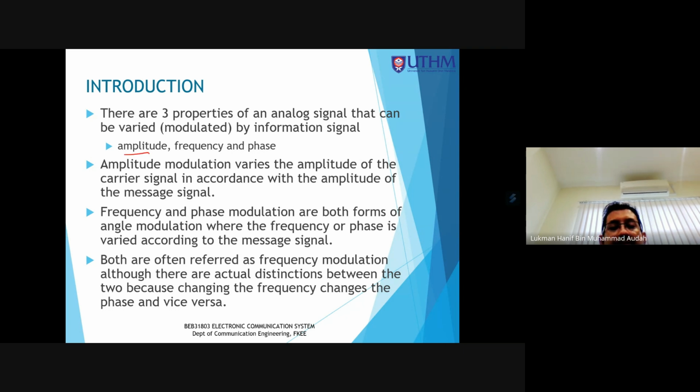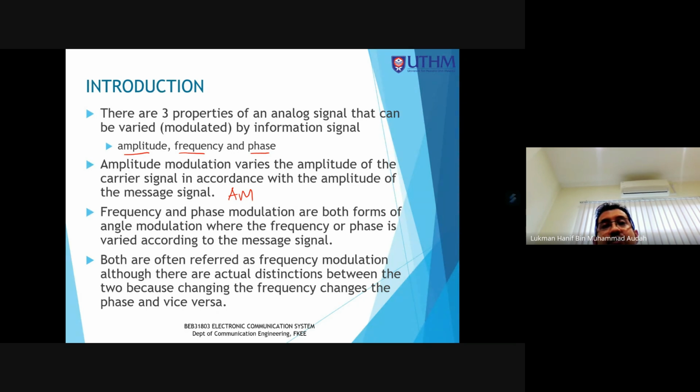The first one is the amplitude, and then the frequency and the phase. If the amplitude of the carrier changes in accordance with the amplitude variation of the input message, then we call it amplitude modulation, an AM signal. We're going to produce an AM signal.